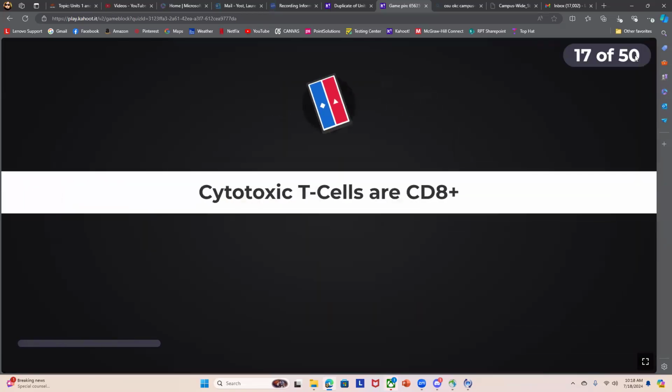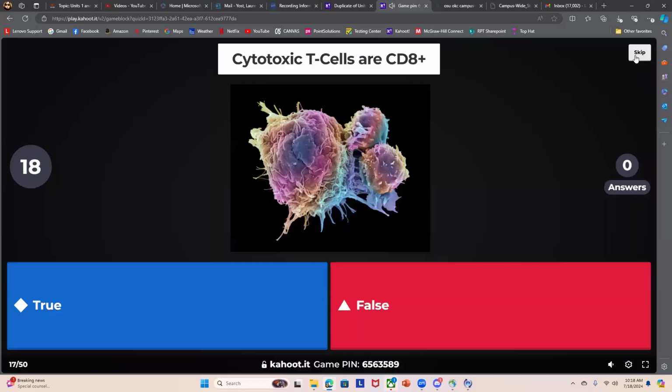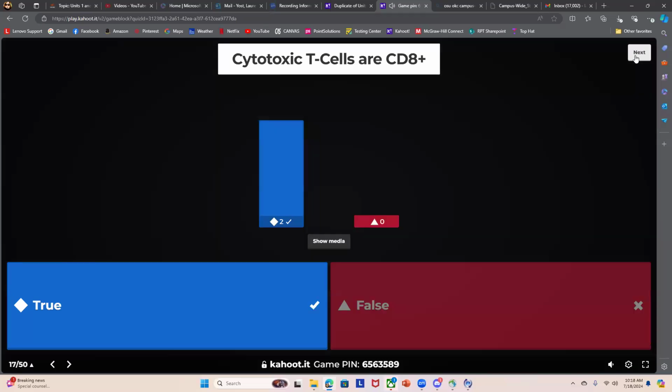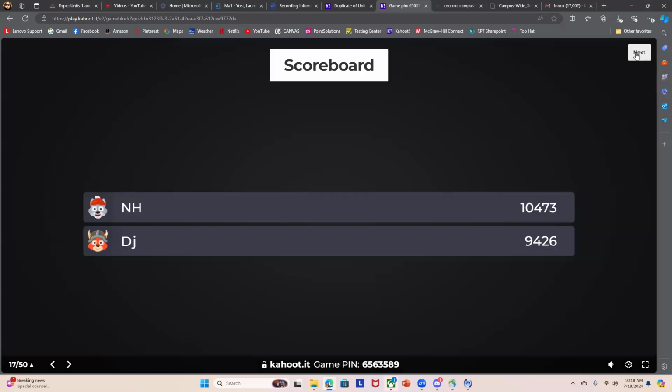All right, true or false, cytotoxic T cells are CD8 positive. Yep, so that's gonna be true. Just a matter of knowing that. So CD8 positive for the cytotoxic T cells, CD4 positive for the helper ones. Those are the only ones you really need to worry about.